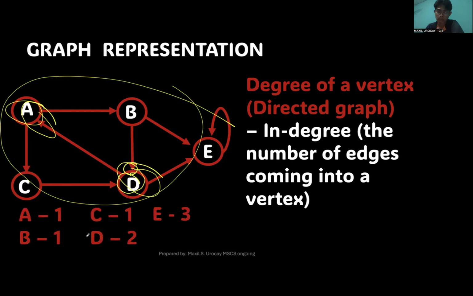Let's see, correct. And for E, let's check why it is considered as number 3. Since E is incident to B as well as D, and there is also a loop here that returns to itself, that is counted as an additional degree.